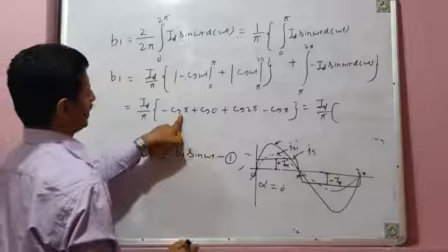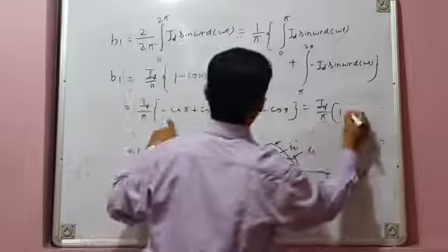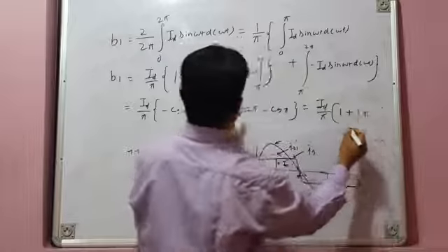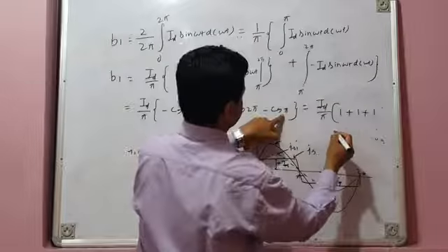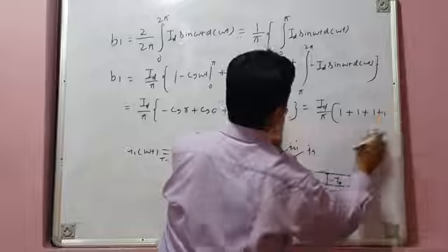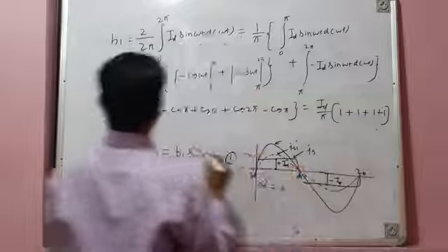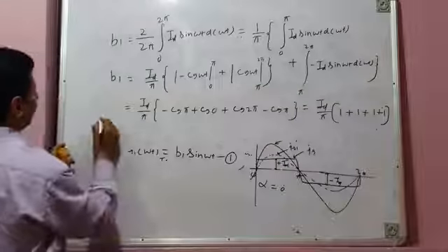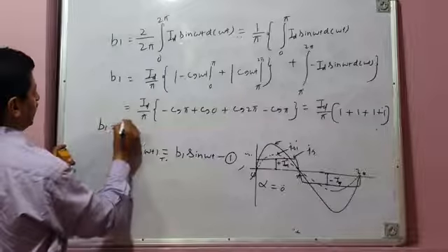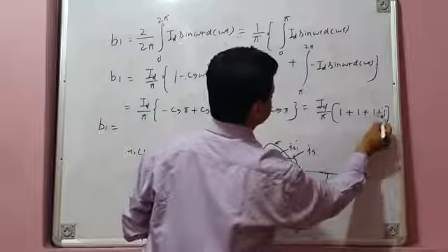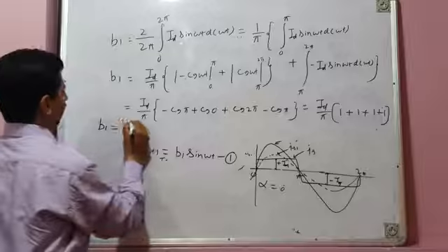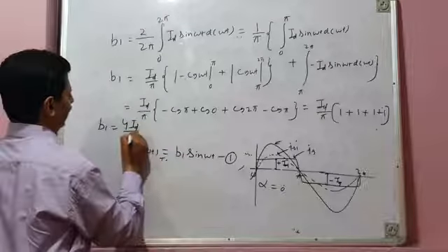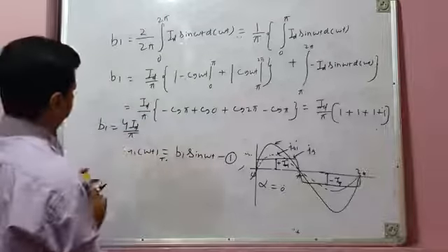So that is equal to Id by pi. Cos pi is minus 1. Minus and minus is plus 1, plus cos 0 is 1. Cos 2 pi is 1, cos pi is again minus 1, 1 plus 1, minus into minus is plus 1. So therefore, B1 Fourier coefficient is equal to 1 plus 1 plus 1 plus 1. This is 4Id by pi. Okay, fine.